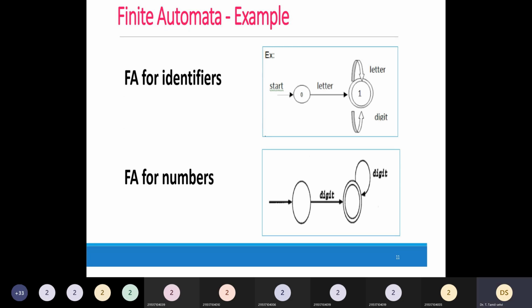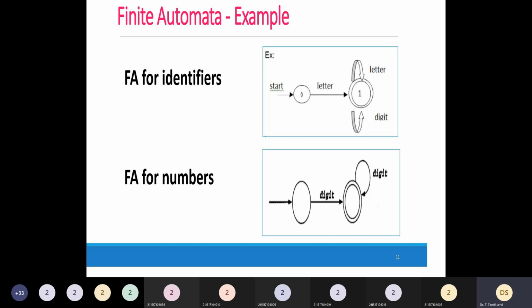And then coming to the finite automata. This is nothing but the graphical representation of our machine. First one is the finite automata for identifiers. Identifier means the user defined variables in any programming language. It may be a variable or a user defined function name, etc. That is the identifier. It should start with a letter, letter means A to Z. It starts with A to Z and then is followed by any number of letters or digits. This is the basic rule for defining an identifier.